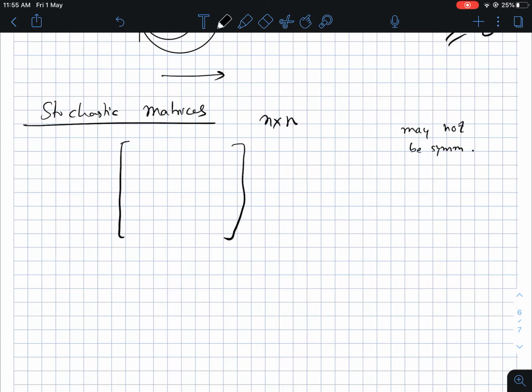The entries of this matrix correspond to probabilities, basically. So let's say it's a 2 cross 2 matrix. Each row is going to correspond to probabilities that sum to 1. For example, this entry could be 0.1 and this entry 0.9, and this entry could be 0.2 and this entry 0.8. So basically the row sum is 1. That's the stochastic matrix. So all entries are between 0 and 1, and entries in any row sum to 1.